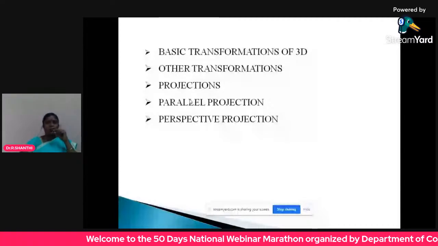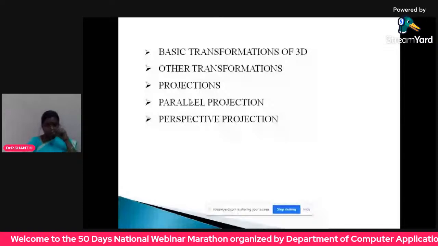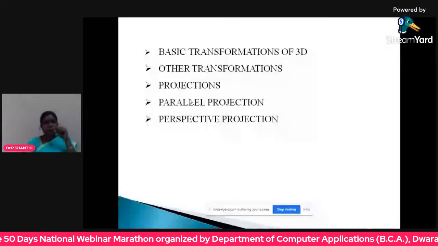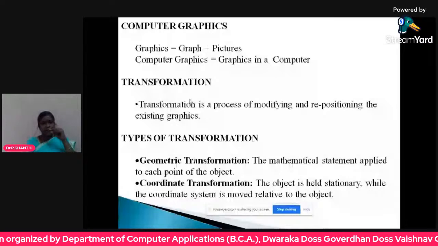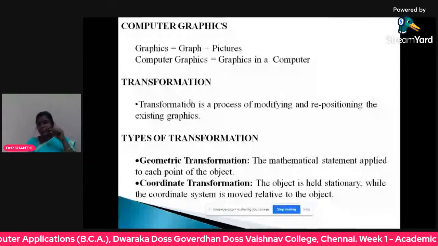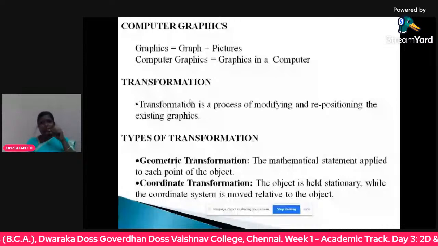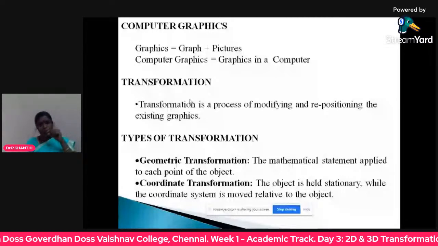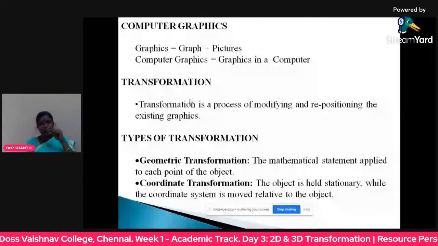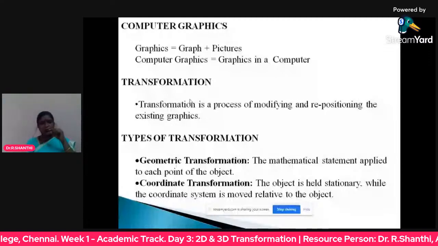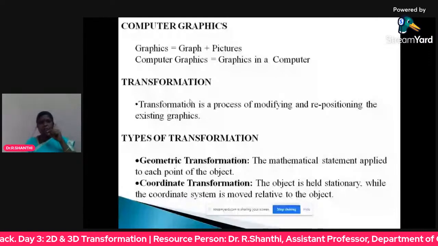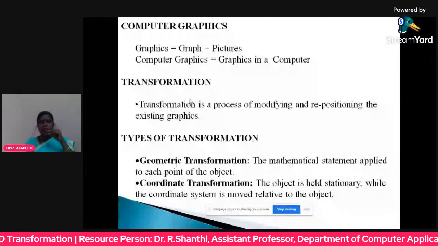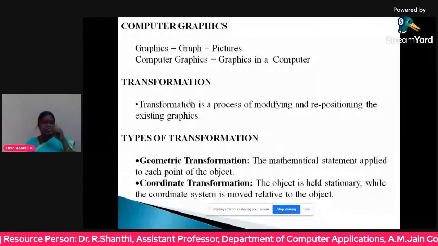As you know, so far we have studied computer graphics. Let us take a short brief on computer graphics. Graphics is not an English term, right? It is a combination of two different words, graph plus pictures. Whenever you draw a picture, you can take a paper and draw a picture.